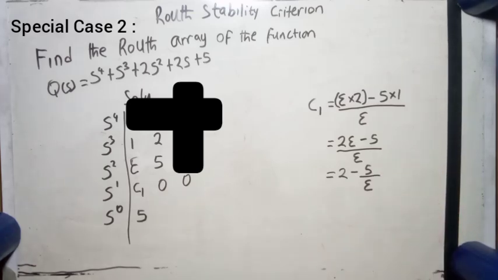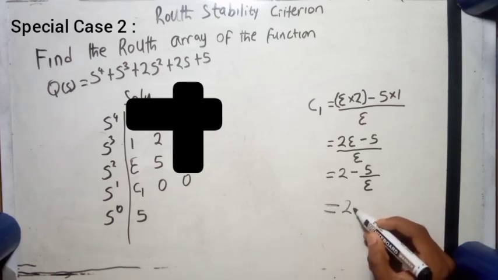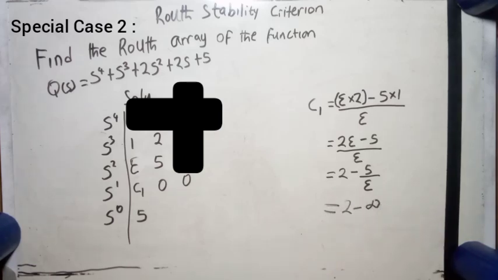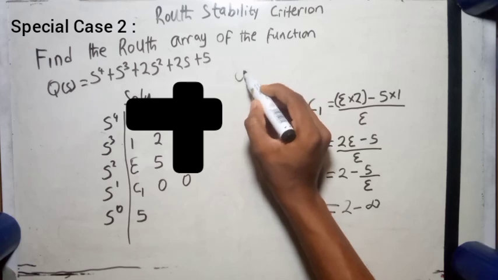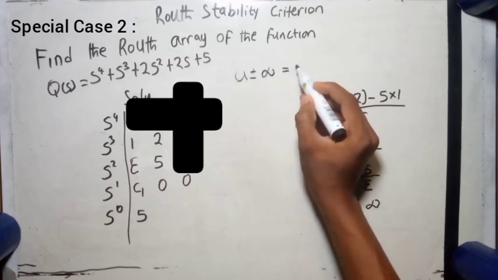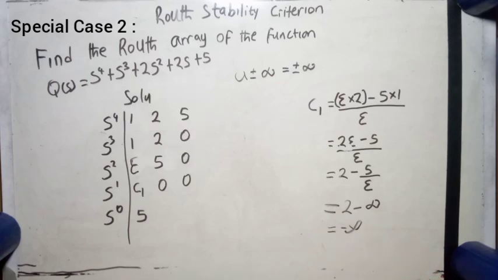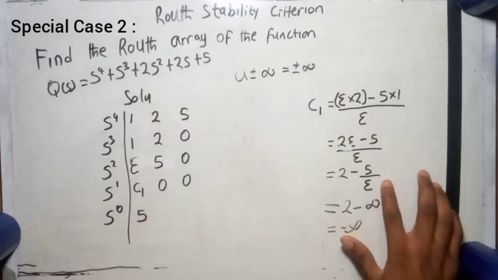Okay, now 5 over eta, taking our eta to be 0, will give us infinity. Anything divided by 0 is infinity. So we are having more like 2 minus infinity. And any number plus or minus infinity will still give you plus or minus infinity. So in this case, we have our answer as minus infinity. But you see, we won't be writing minus infinity in the Routh table. Instead, this is what we'll be writing down, this expression.